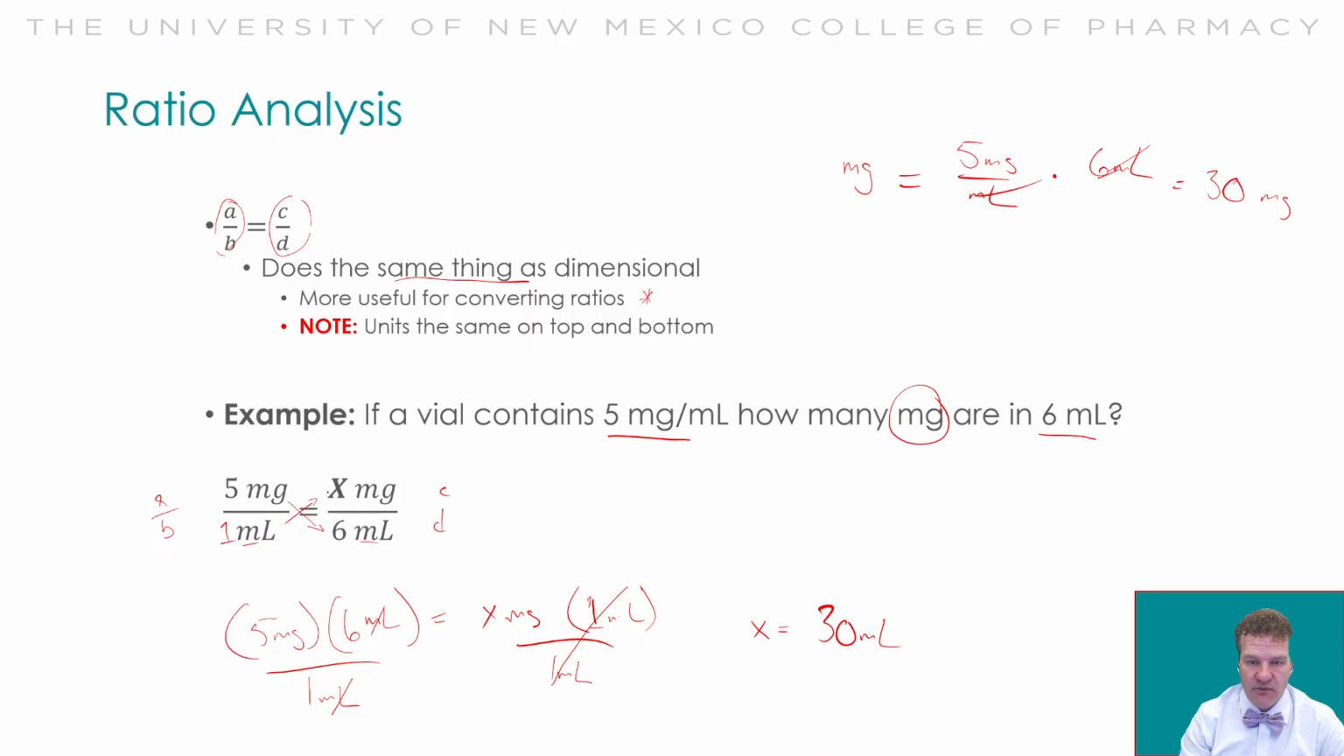So I use ratio when I'm really trying to compare two things that I'm making a proportion out of, and I use dimensional when I'm just usually doing unit conversion straight. Okay, so remember, this is dimensional.